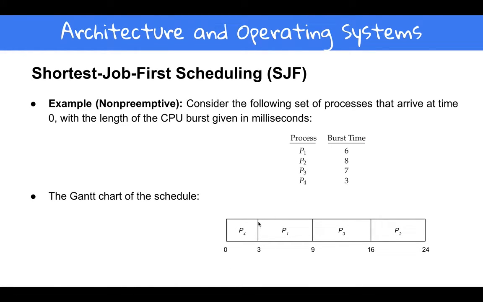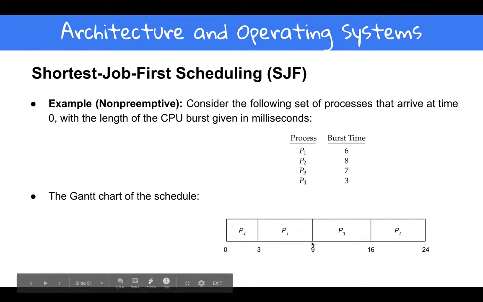It goes for 3. After that, between P1, P2, and P3, the remaining processes, which one should get the CPU? Yep, P1, because it's the shortest. P1 goes there. It takes 6 seconds, till 9.